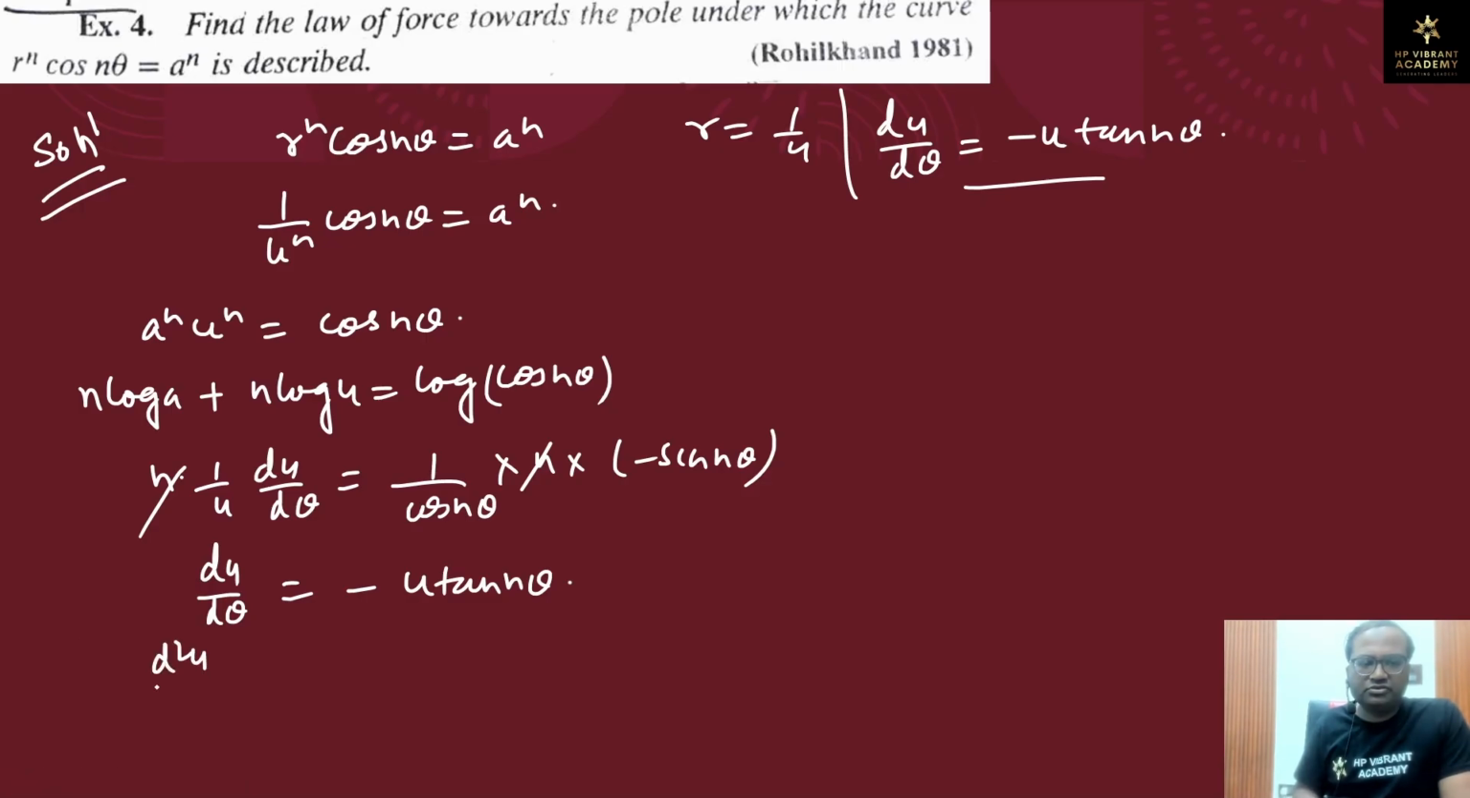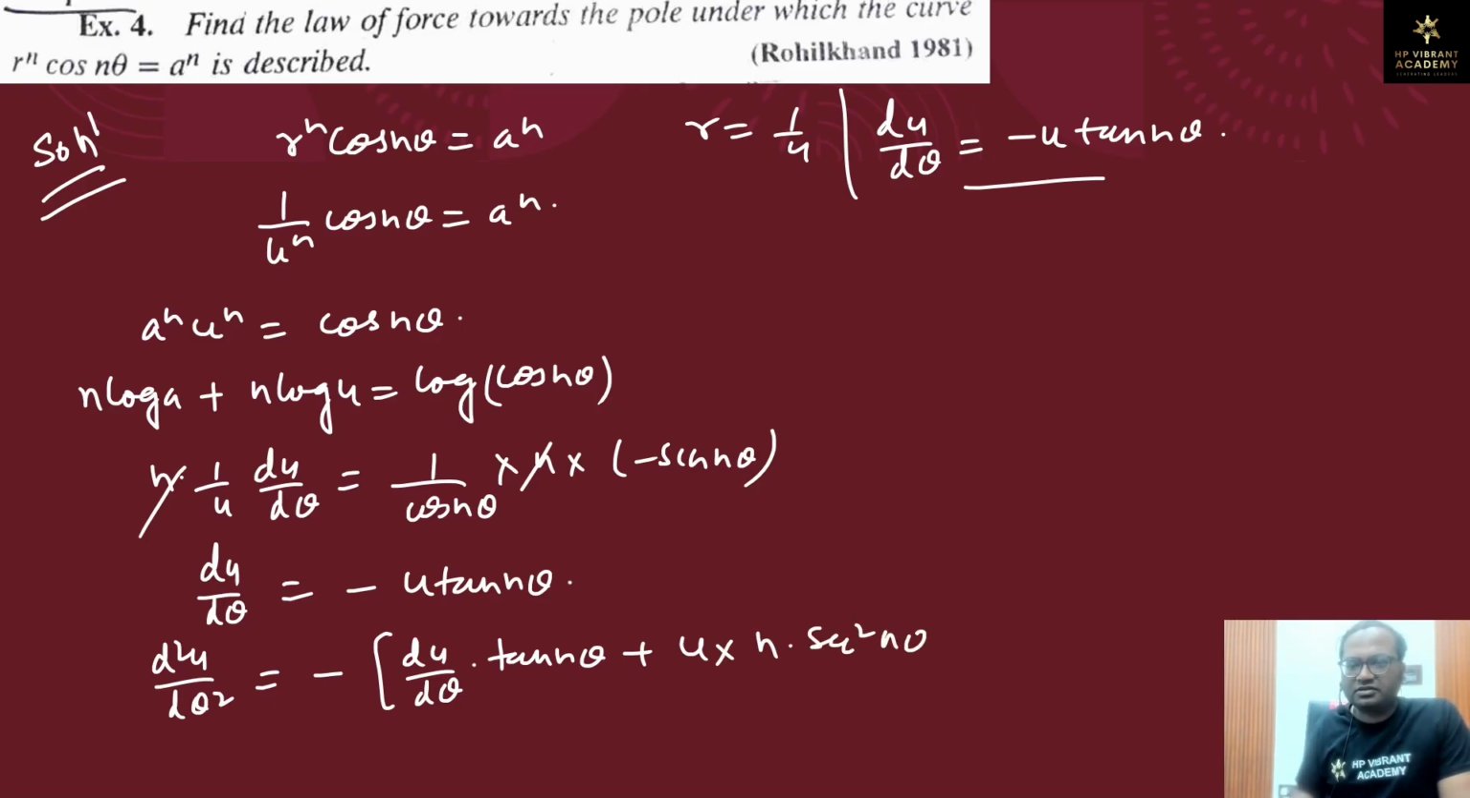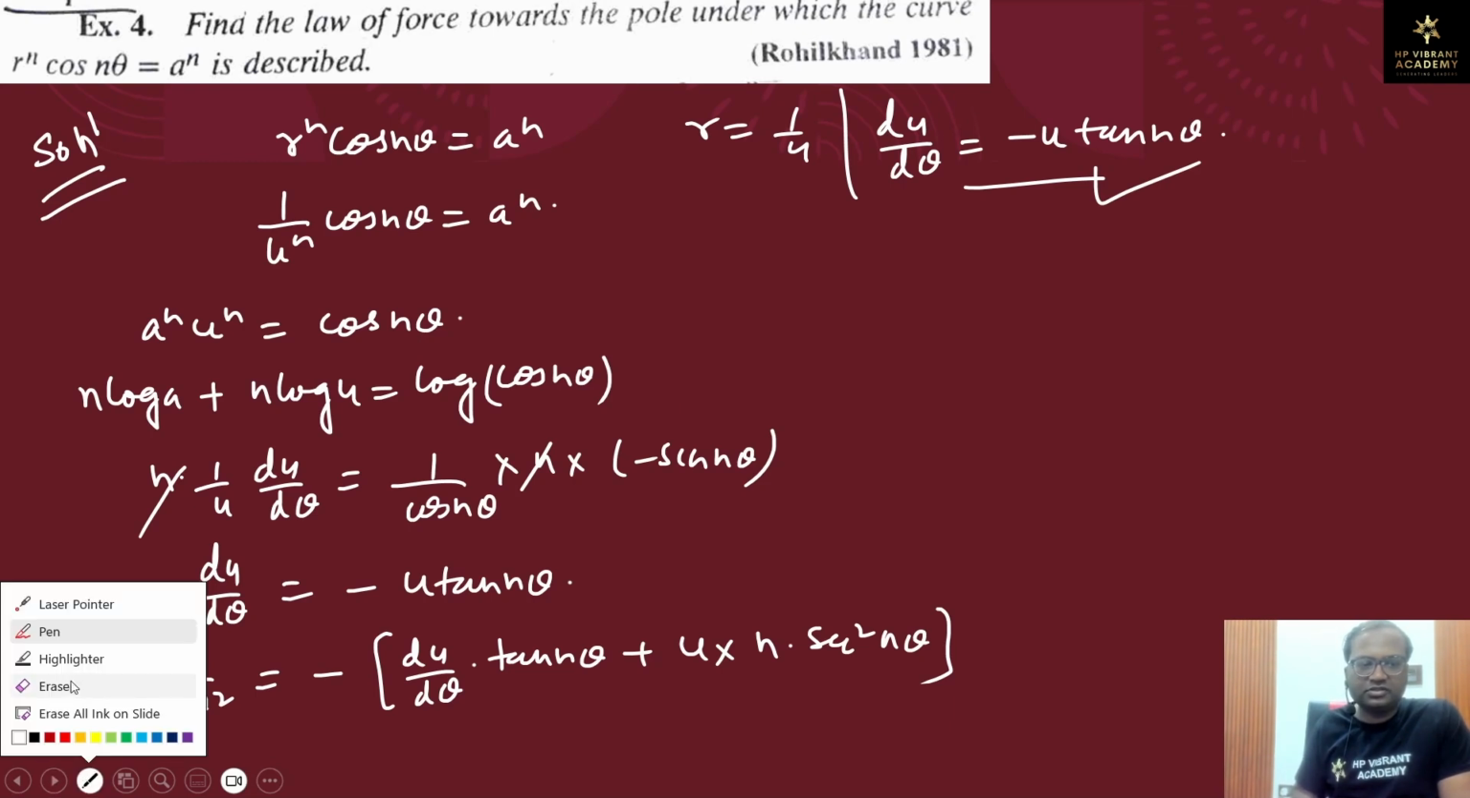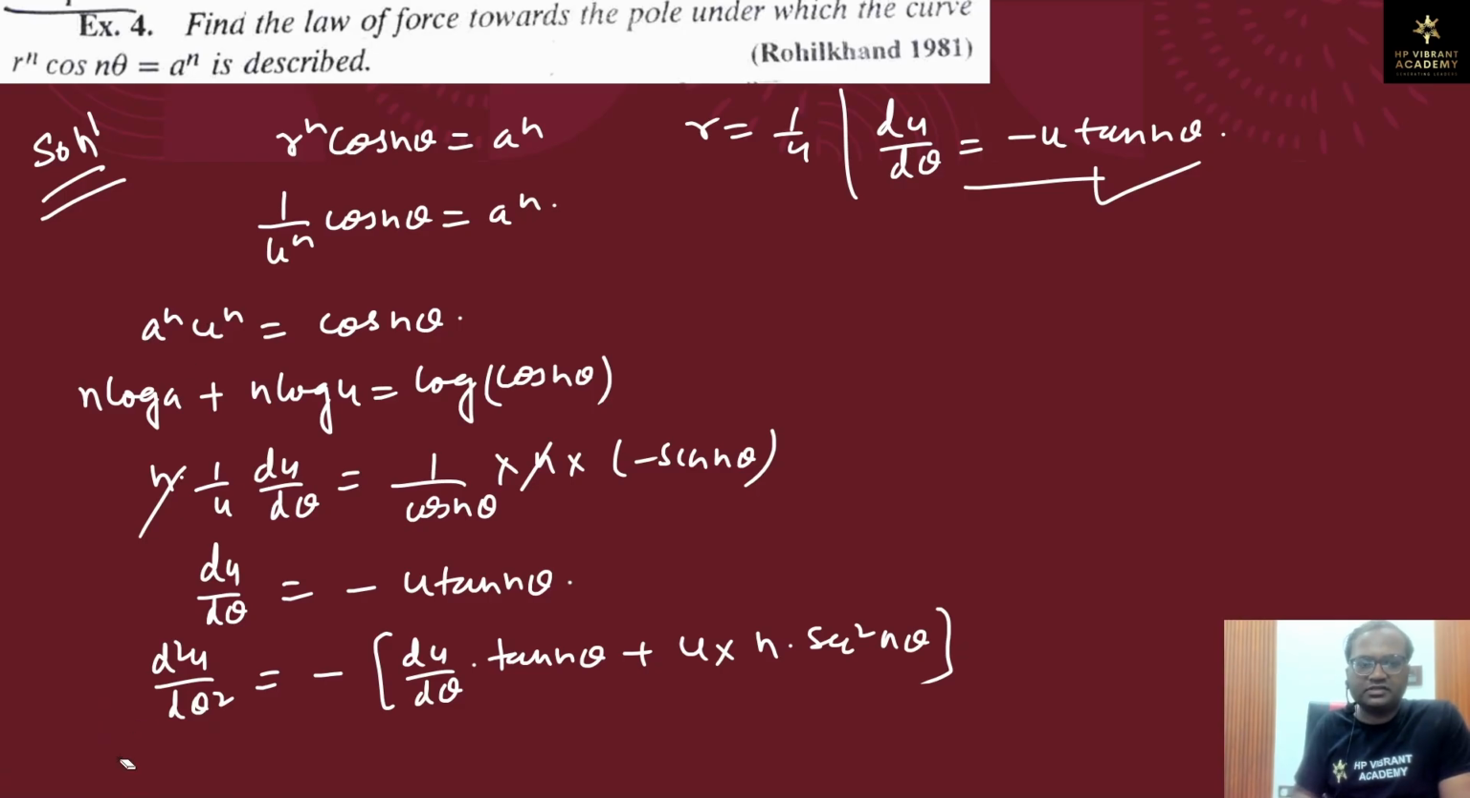So we have d2u upon d theta square is equal to minus of du upon d theta into tan n theta plus u times of tan n theta, this is n times of sec square n theta. And we have du upon d theta is minus u tan n theta. So let us put this value here and further simplify this.